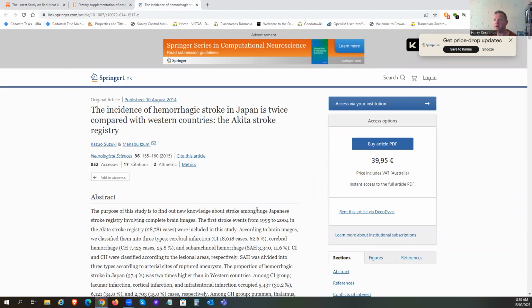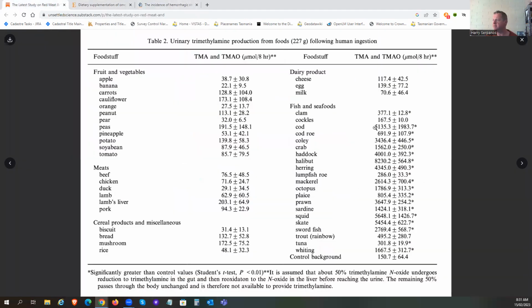Nothing to do with TMAO in terms of consumption. The Irish and the British in the past with cod were actually consuming way more. As you can see here, the levels, 5,000 compared to, so they are consuming 10 times, they'll only get 30.